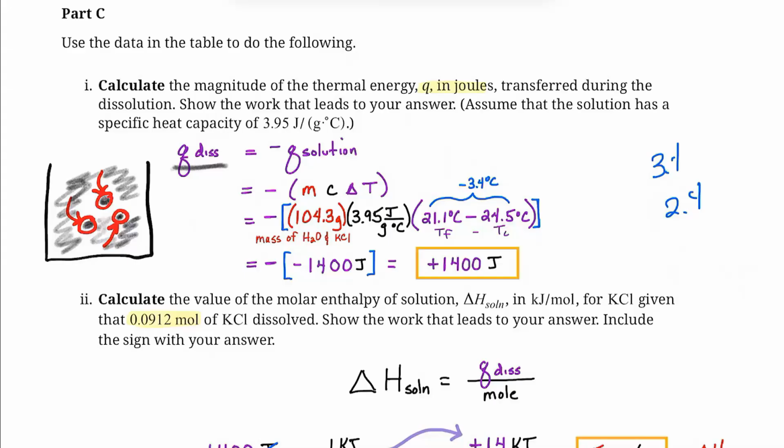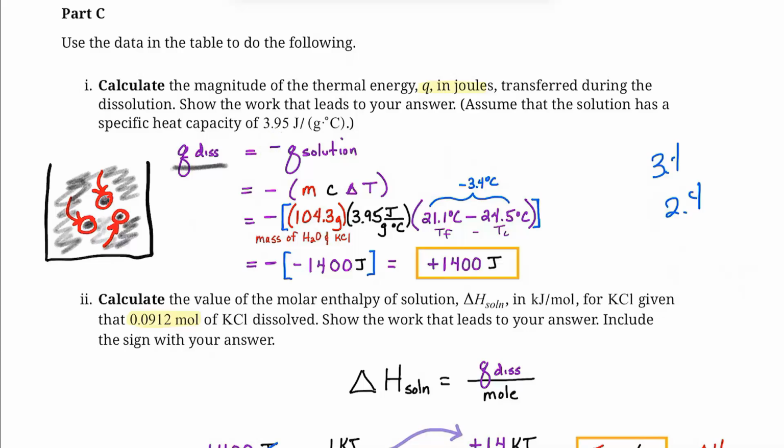So we've got to find the Q of the solution, which is mC change in T. As I said, the mass of the solution, the specific heat of the solution, and in this case, the change in temperature of the solution. They're always on the same team. Always use the same team, which is the solution. And of course, I get a negative 1400 joules here. And don't forget there's a negative in front here.